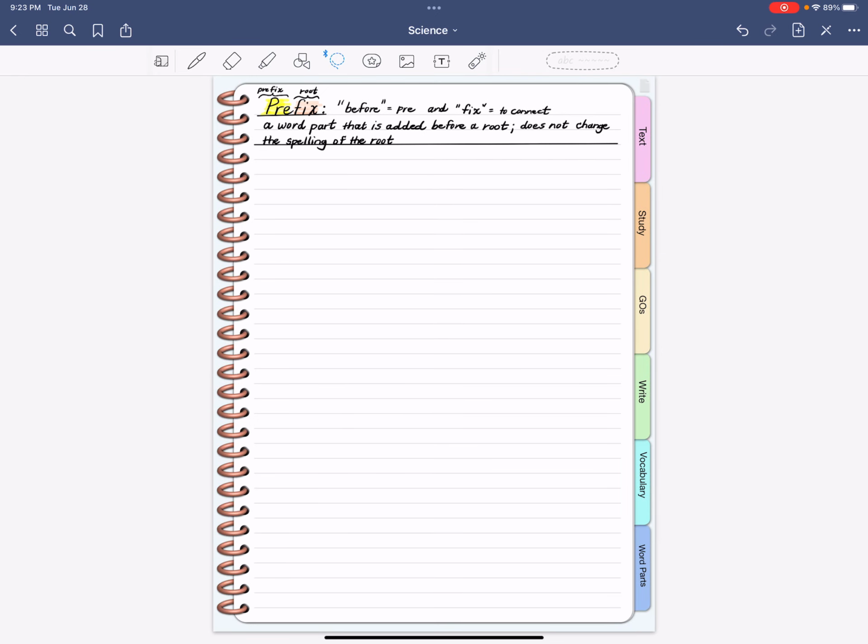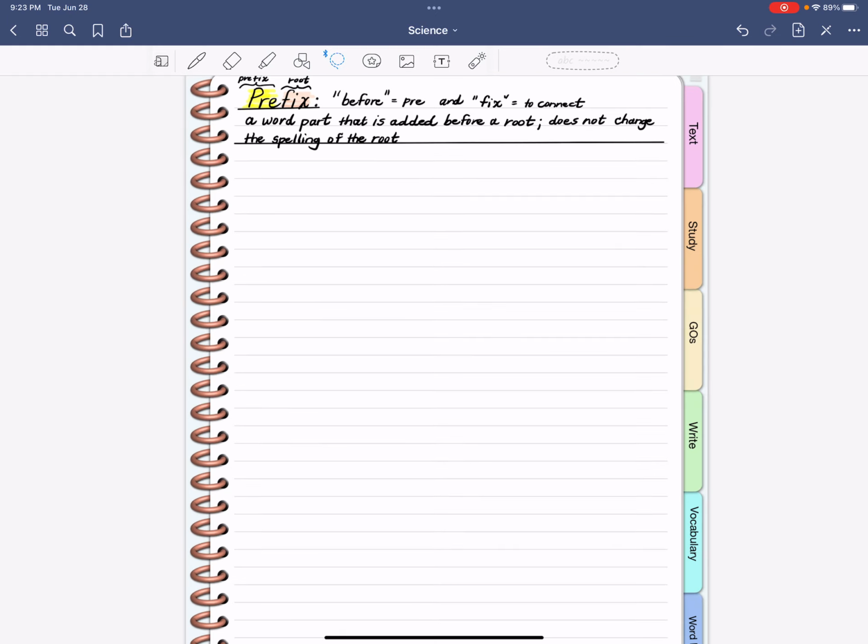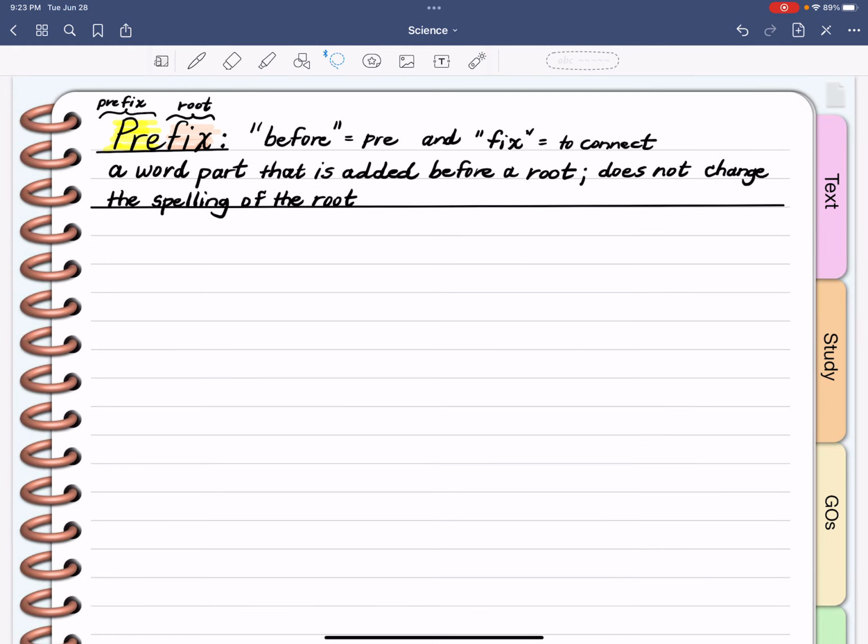The first one I want to show you is a prefix. It is the prefix dis. And remember, a prefix is added at the beginning of the word. It will not change the spelling of the root. Prefix dis makes an opposite. And I will show you an example. And just for your information, an opposite is also called an antonym.